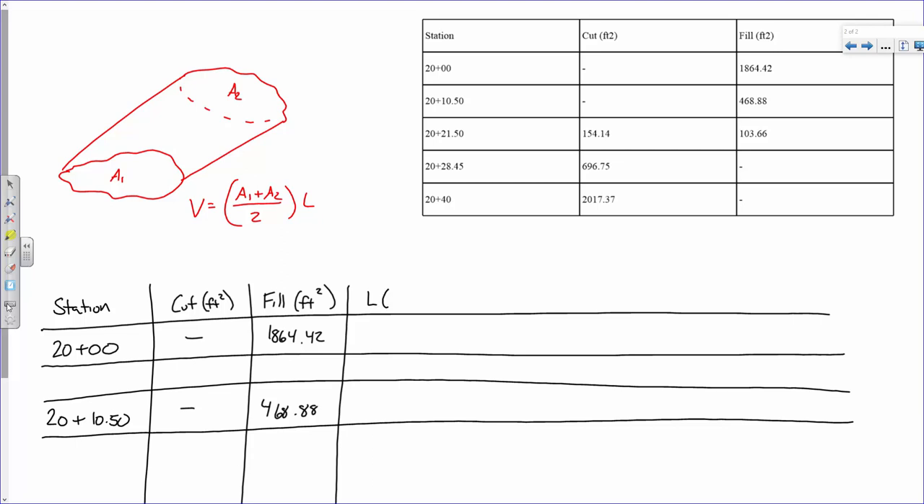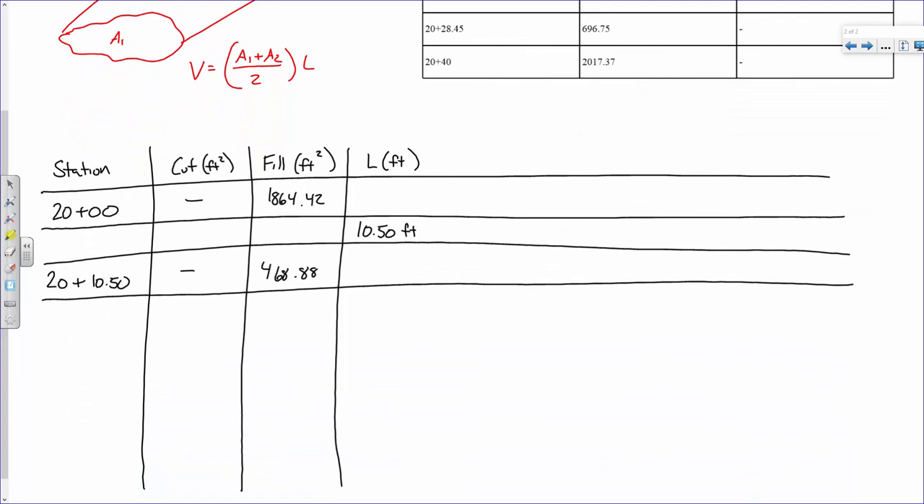So what I need to do is figure out a couple of things. First off, the length. What is the length? If I'm taking these two stations, what's the distance between these two stations? 10.5 feet. If we start at station 20, go to station 20 plus 10.5, that distance is 10.5 feet, right? And so with that, I can determine the volume of cut in cubic feet and the volume of fill in cubic feet.